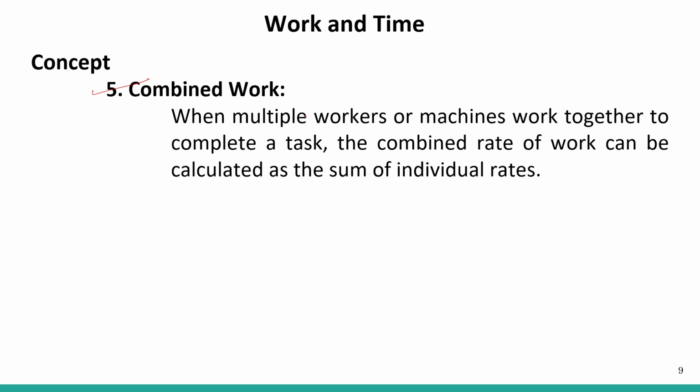Let's see the fifth concept, that is combined work. When multiple workers or machines work together, and multiple is the keyword here, because without multiple it will become a very basic work and time problem, not a combined work problem. For combined work, you need different people whose efficiency is different, or whose category or task is different. Multiple workers or machines are really necessary to call it a combined work problem. They work together to complete a task, and the combined rate of work can be calculated as the sum of individual rates.